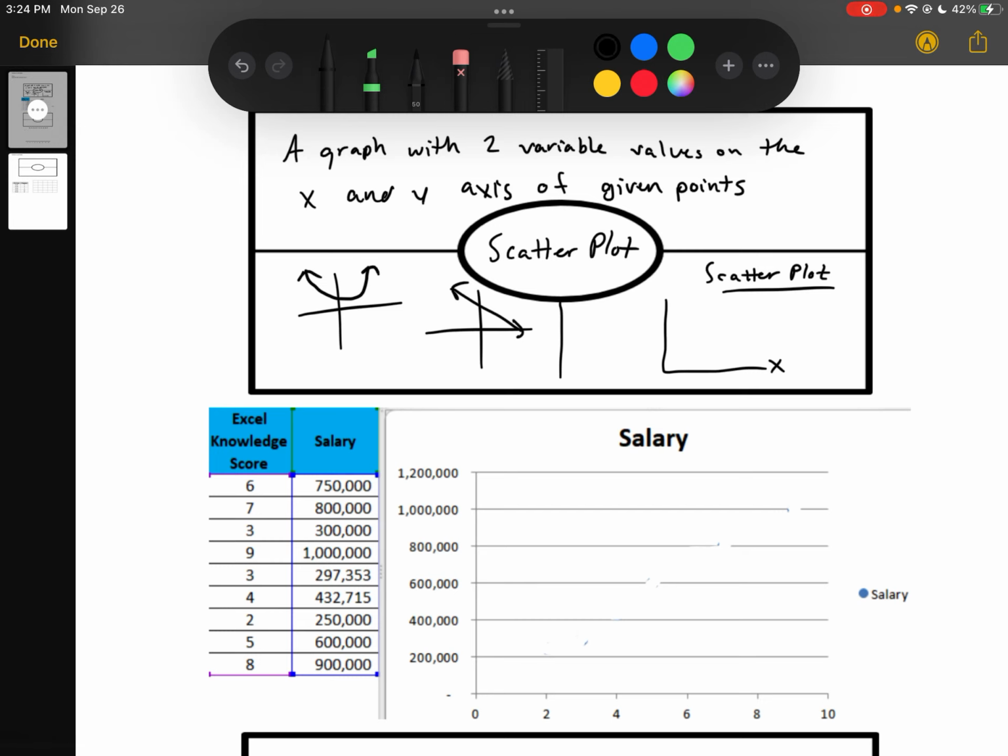I'm having a hard time drawing the most basic letters today. And in here, it's basically just a collection of dots. And we plot them where they belong, but sometimes they form a nice line, sometimes they don't, sometimes they have a trend, sometimes they don't.